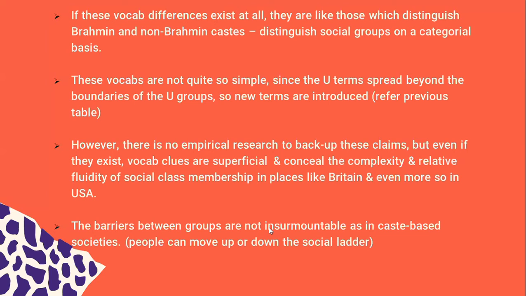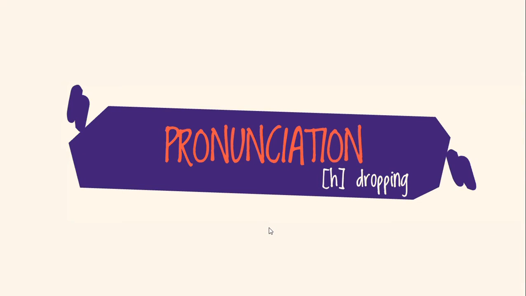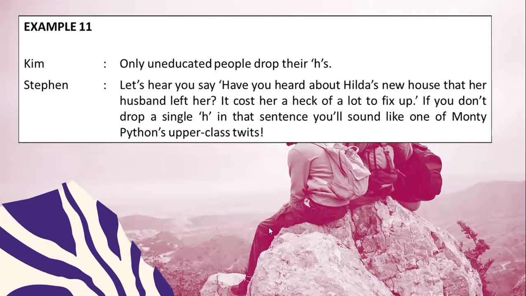Moving on, we look at example 11. Only uneducated people drop their H. Okay, Stephen, let's hear you say: have you heard about Hilda's new house that her husband left her? It cost her a heck of a lot to fix up. If you don't drop a single H in that sentence, it will sound like one of Monty Python's upper class tweets. You might sound like posh.